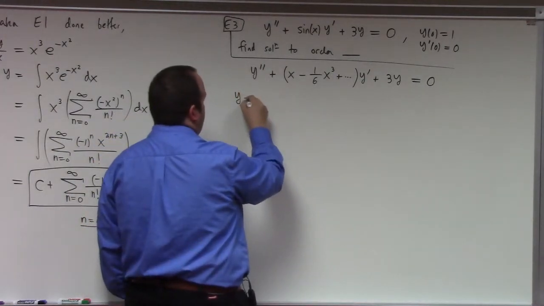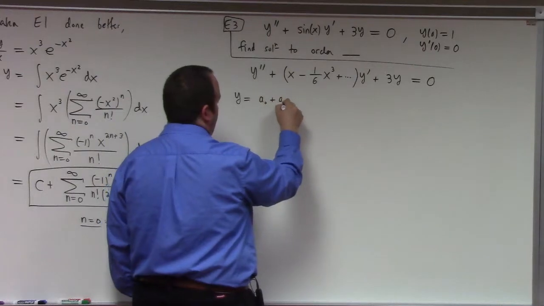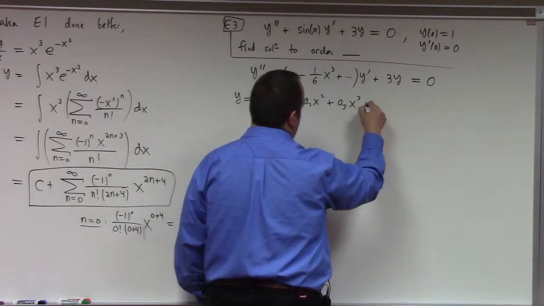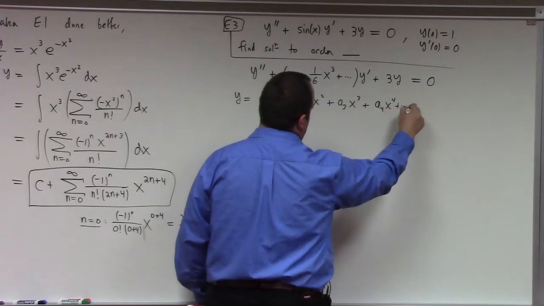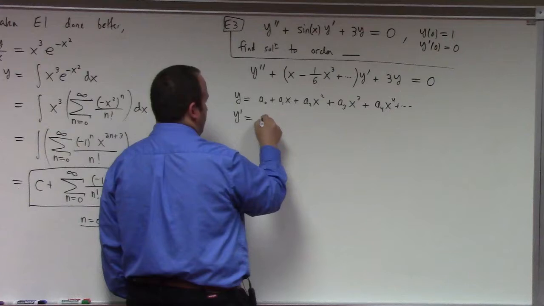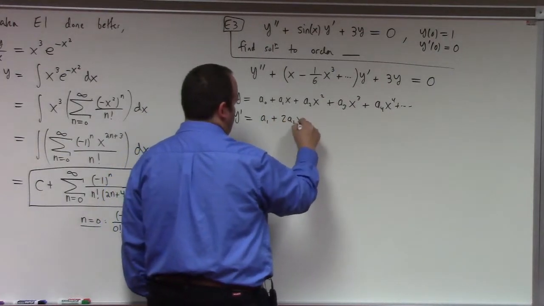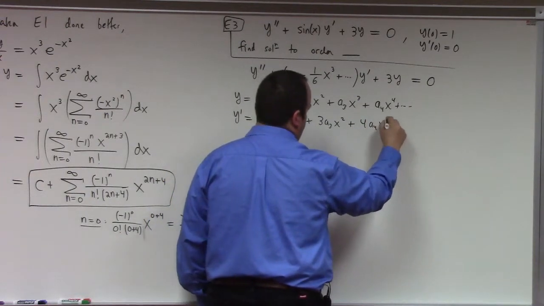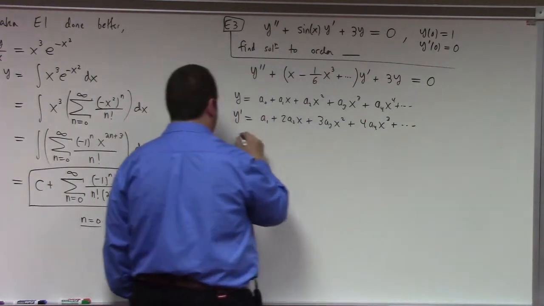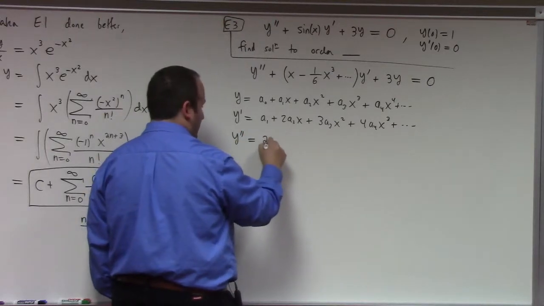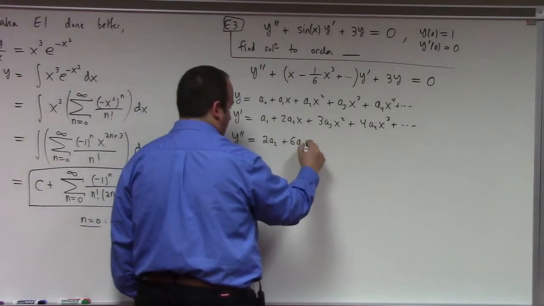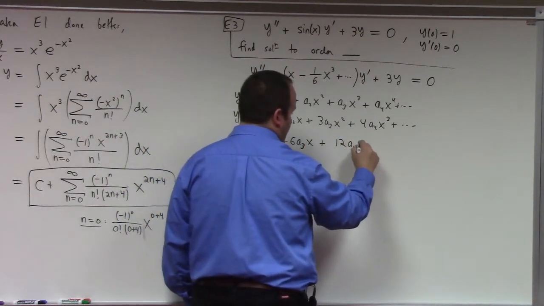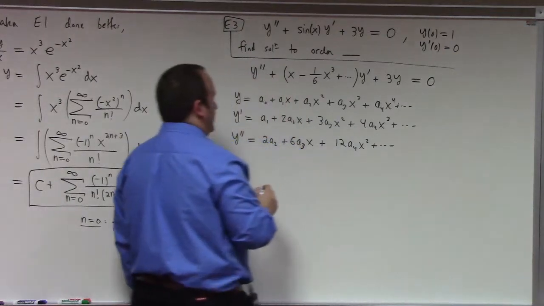So we let y equal a naught plus a1x plus a2x squared plus a3x cubed plus a4x to the fourth plus and so on. That gives me y prime is a1 plus 2a2x plus 3a3x squared plus 4a4x cubed. I probably should have written this down somewhere and keep referring to it. Oh well. Y prime prime is 2a2 plus 6a3x plus 12a4x squared. That's all we need.